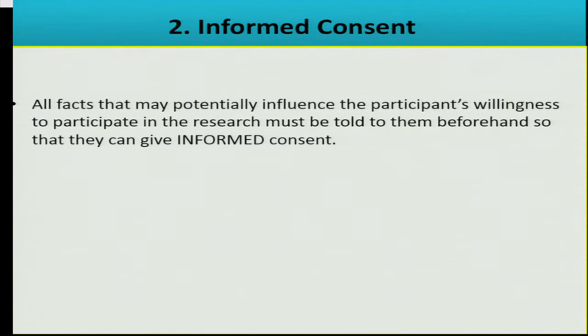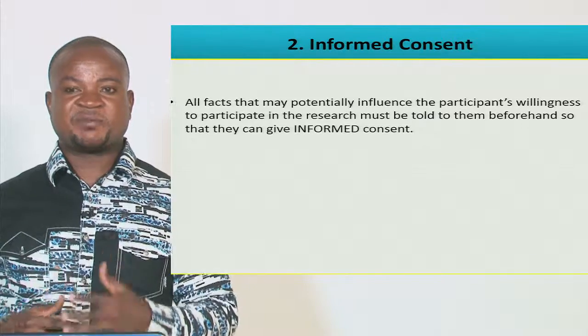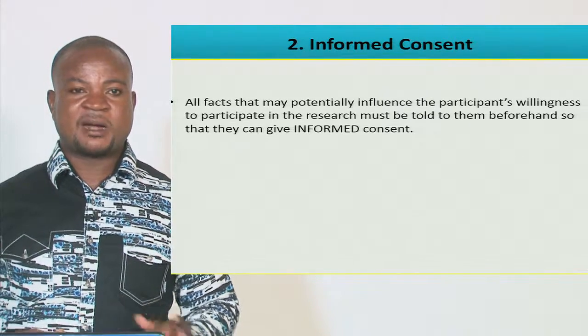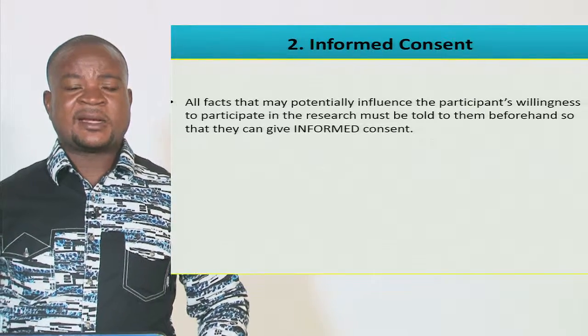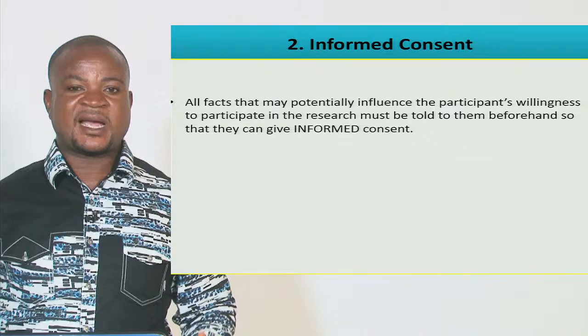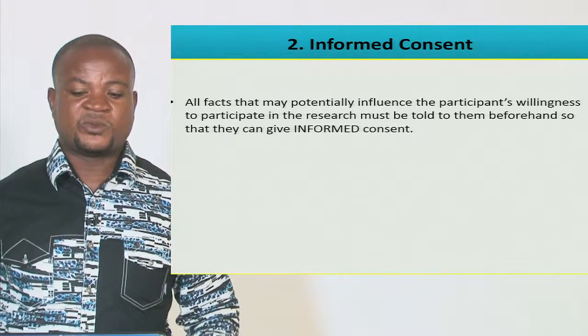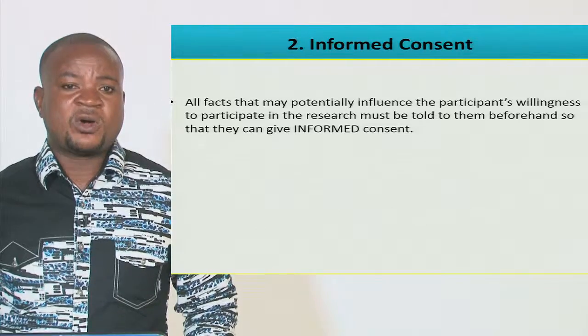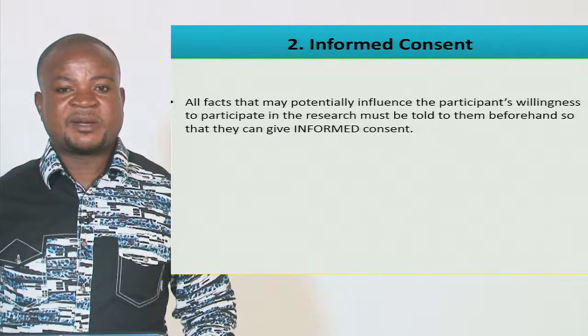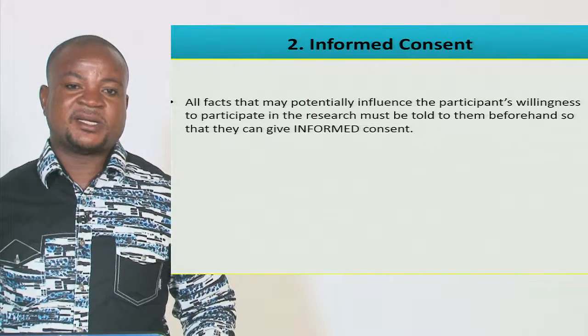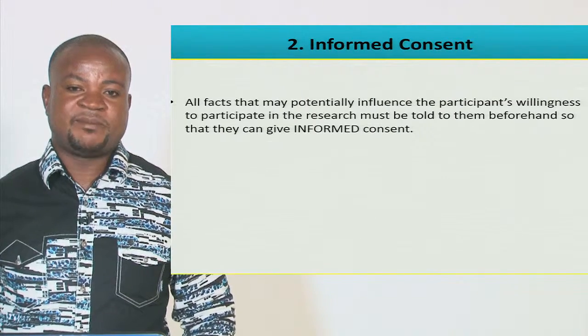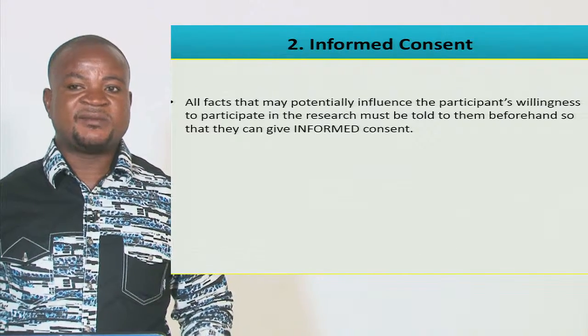The second principle that we should also be concerned with is informed consent. Informed consent deals with telling your prospective participants every detail about the study, the step-by-step procedures that will be applied to them, the possible harm that they will be subjected to, and allowing them to willingly decide to take part in the study. So all facts that may potentially influence the participants' willingness to participate in the research must be told to them beforehand so that they can give informed consent.